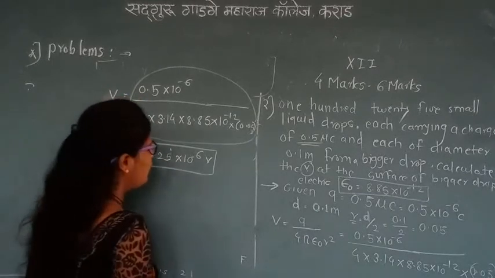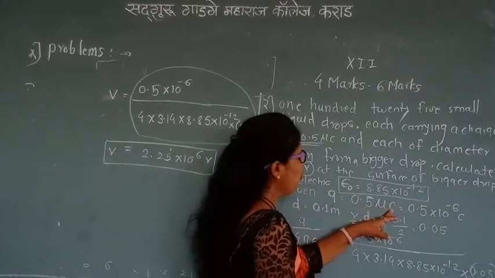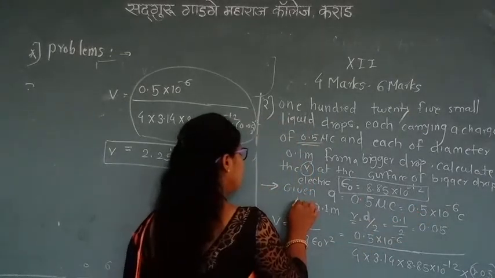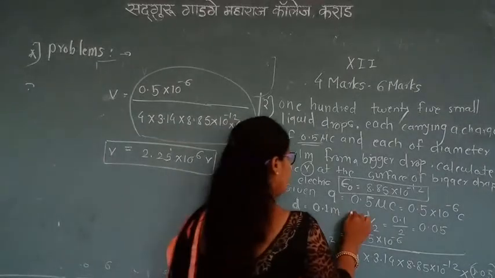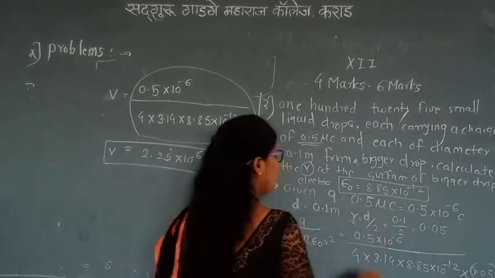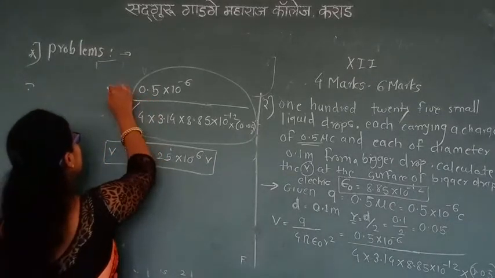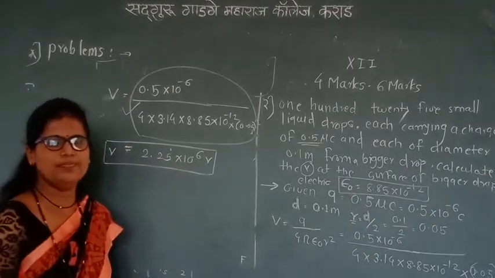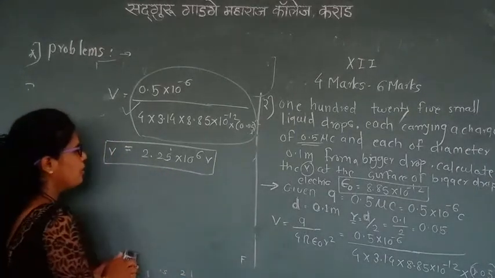Now see here, what is given? Charge Q is given in microcoulomb, which we have to convert into coulomb. The diameter D is given, but we have to use the radius, so we convert the diameter into radius: radius equals D upon 2. By using the log table we can solve this, and we get V is equal to 2.25 into 10 raised to 6 volt.